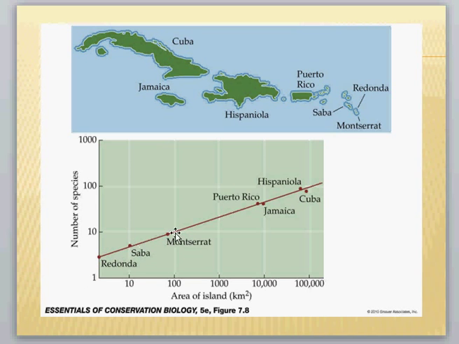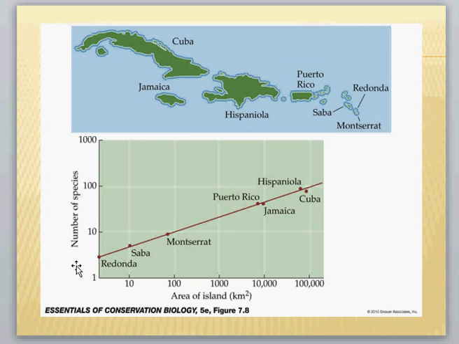Different taxa also reflect this. I know I've done a similar sort of graph for the plants in the Caribbean, and there's this same very satisfactory straight line relationship between the log number of species of plants and the log area of the island. So the larger the island, the more species you will find.